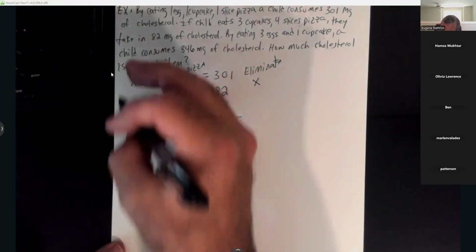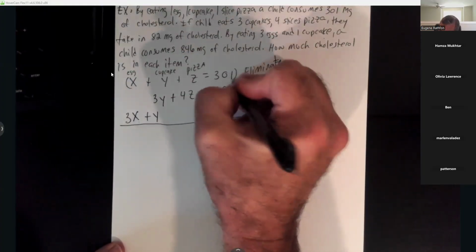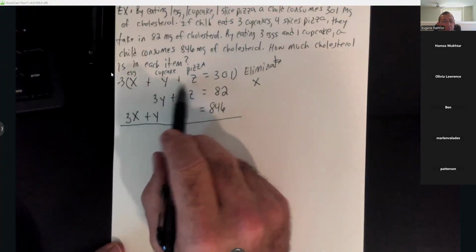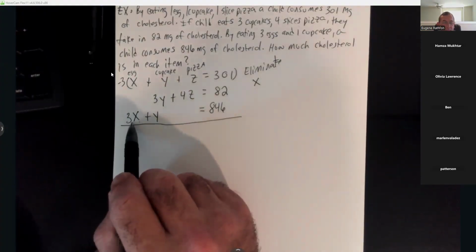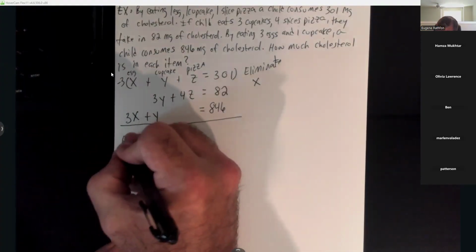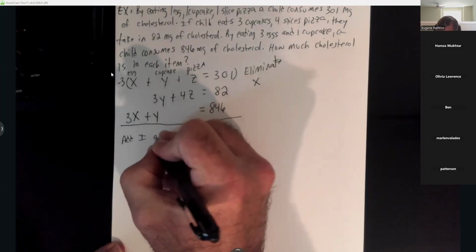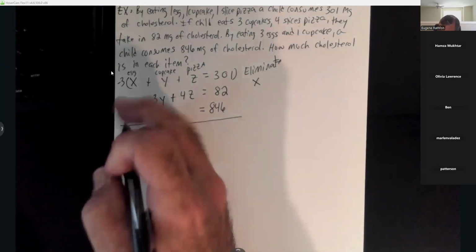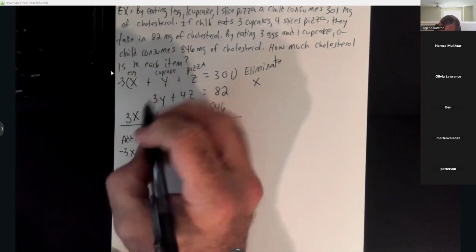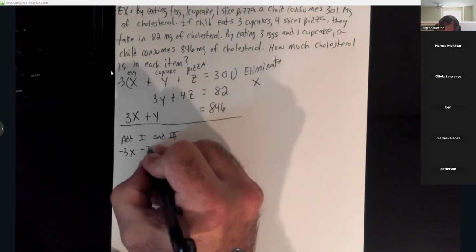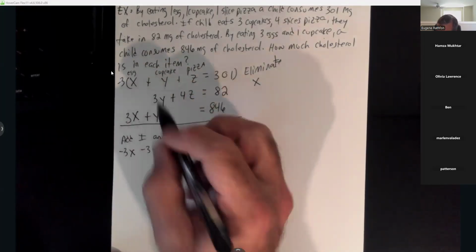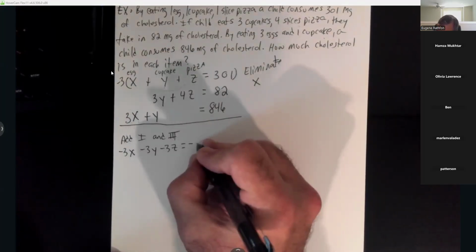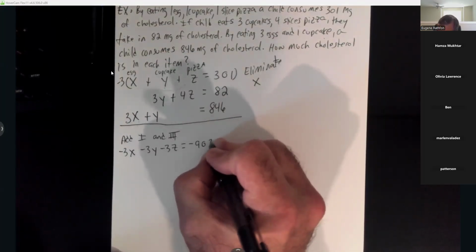All right, if I'm going to eliminate the X, I'm going to add this first row to the last row. But I'm going to multiply this whole first row by -3 to cancel with a +3, okay? So I'm going to add the first equation and third. All right, so that's going to give you -3x, -3y, -3z. That's going to equal -903.